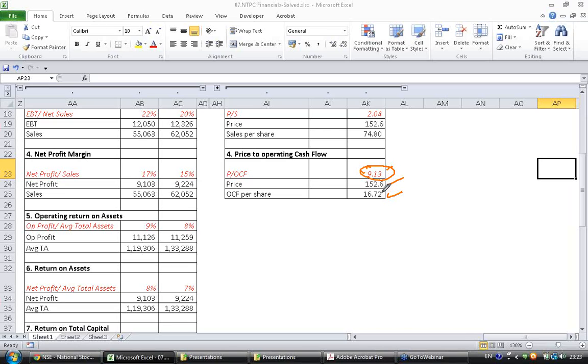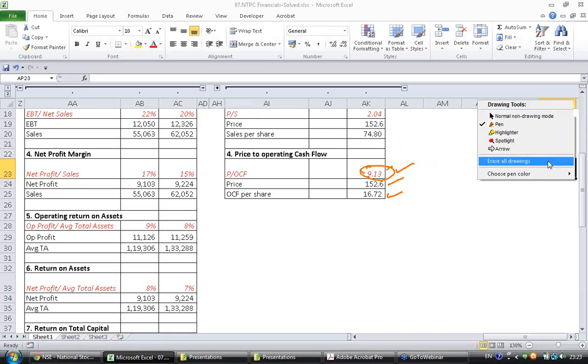Having said that, we cannot conclude whether this stock is attractive or not in isolation. We have to compare it with peers and discuss. Fine, this is how you have to calculate and interpret price to operating cash flow.